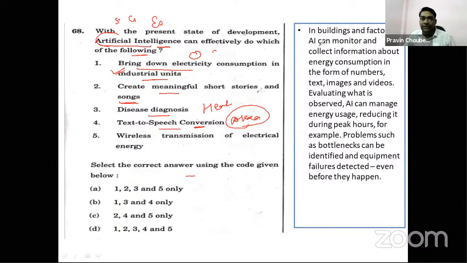In buildings and factories, artificial intelligence can monitor and collect information on energy consumption in the form of numbers, text, images and videos, evaluating what is observed. It can manage energy usage, reducing it during peak hours. For example, how much energy is needed during peak hours and how to decrease it can be known from predetermined data. Problems such as bottlenecks can be identified and equipment failure detected even before they happen. So any accident that is going to happen, the electricity consumption issue is identified before that with the help of artificial intelligence. So the correct answer will be D, 1, 2, 3, 4, 5.